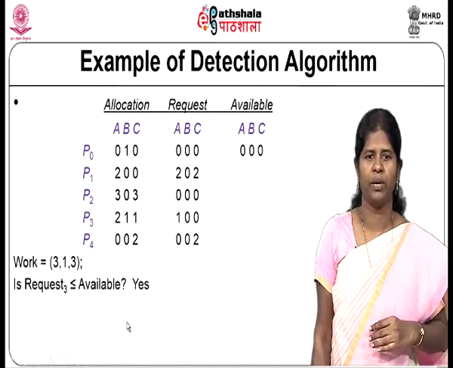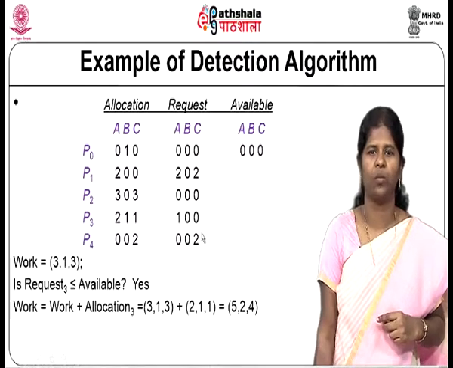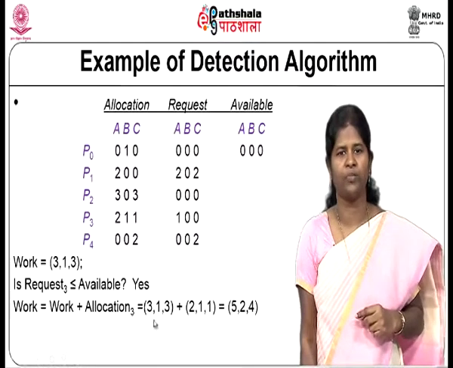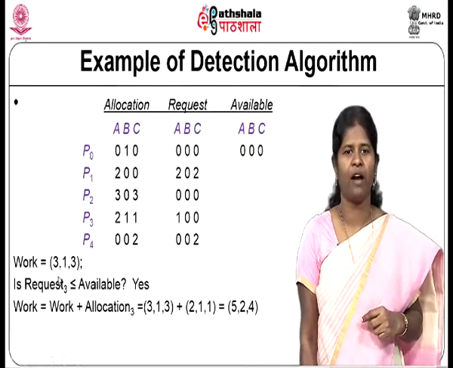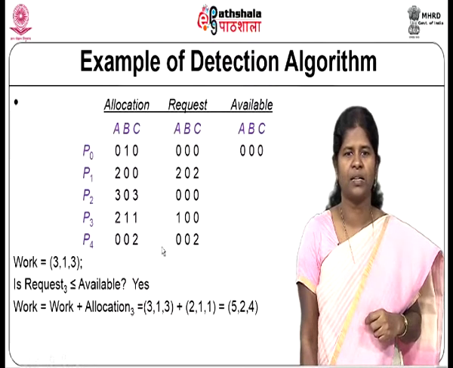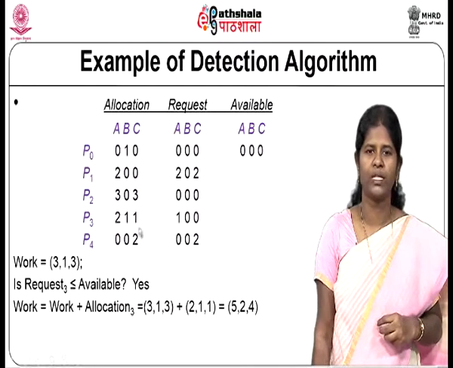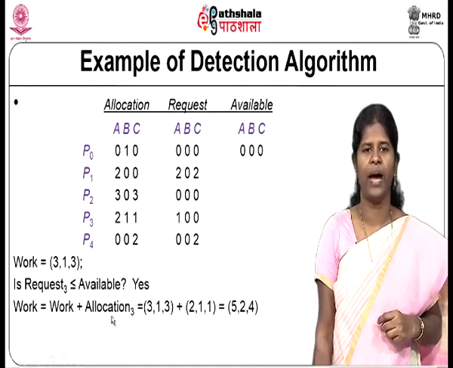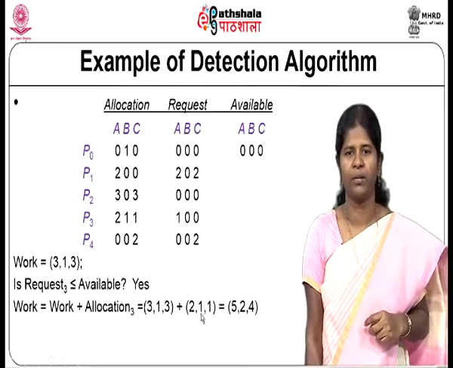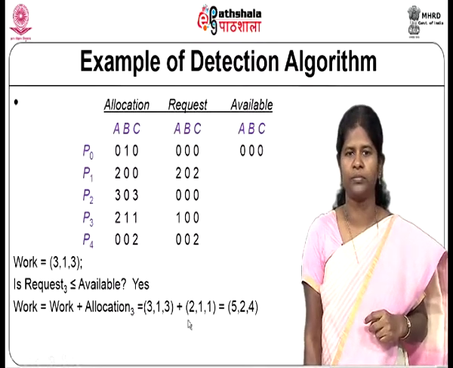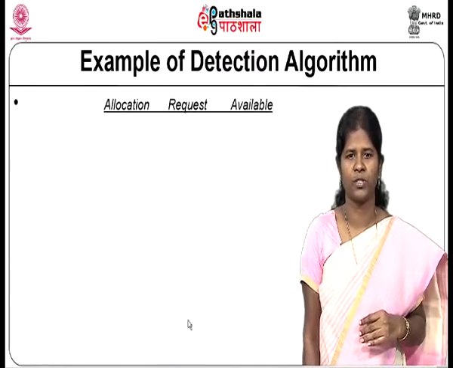We check process P3. So, what is the request of P3? It is 1, 0, 0. Can the request of P3 be satisfied with what is available? Yes, it can be satisfied. So, we have 3 A's, 1 B and 3 C's. P3 just needs 1 A which can be satisfied with this, and hence what is currently allocated to P3 is also added to what is available. So, work becomes 3, 1, 3 plus 2, 1, 1, you have 5, 2, 4, and finish of 3 is true. Now, we will move on to the next process.